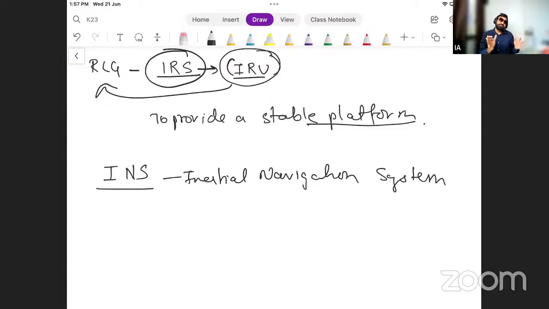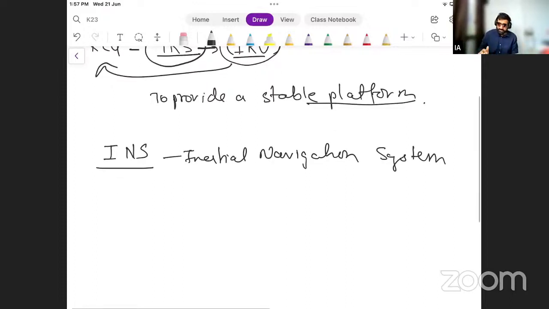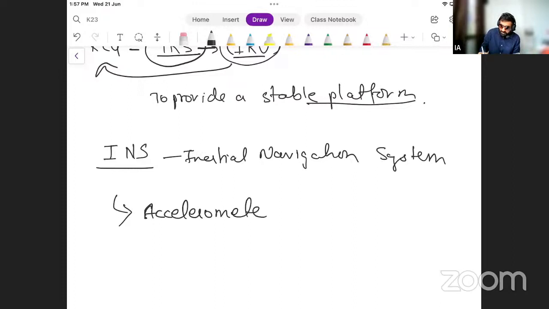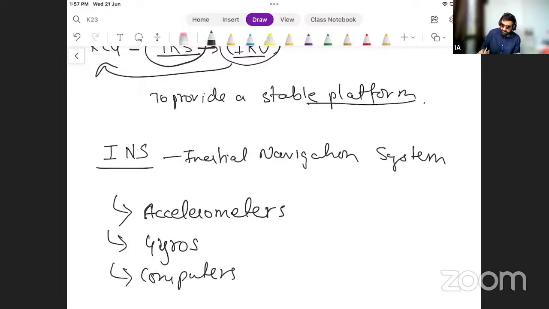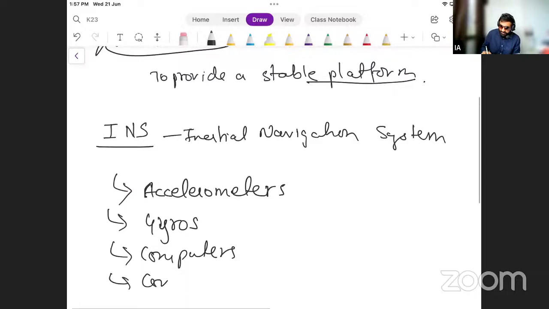Now, INS was the first of its kind of self-contained navigation system. INS has 3 or 4 components. We have accelerometers, we have gyros, we have computers, and then we again have computers.